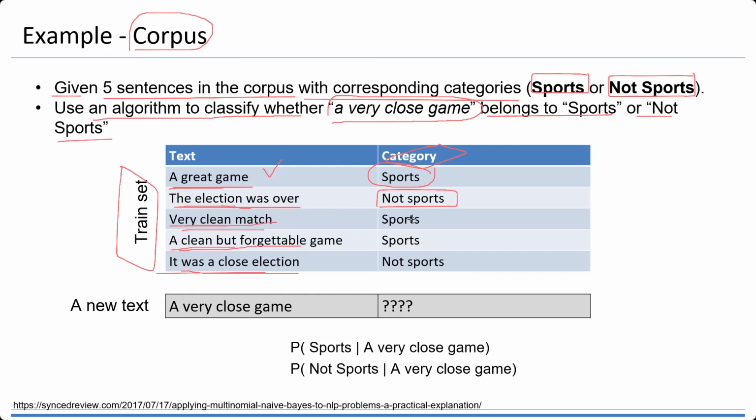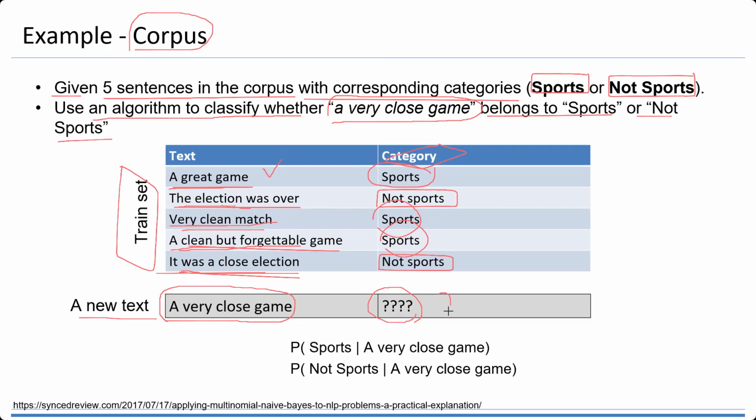"Very clean match" is sports. "A clean but forgettable game" is sports. "It was a close election" is not sports. Now I have a new text. The text is "a very close game". Now, what is the category?